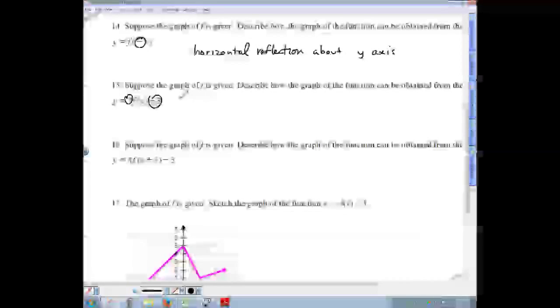The minus 3 is just a shift, so it's a vertical shift down 3 units. But then we have a vertical stretch. That's what the 7 does. It's a vertical stretch by a factor of 7.